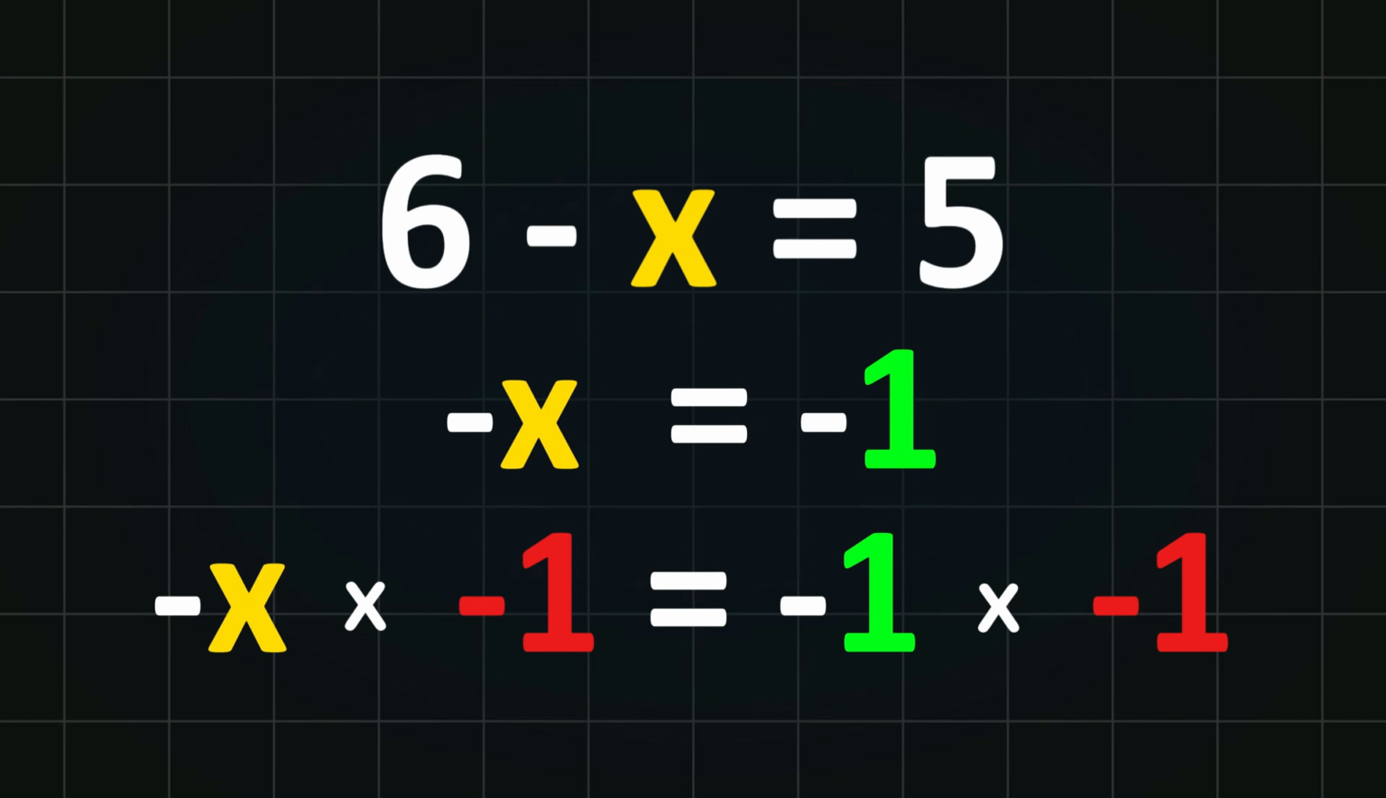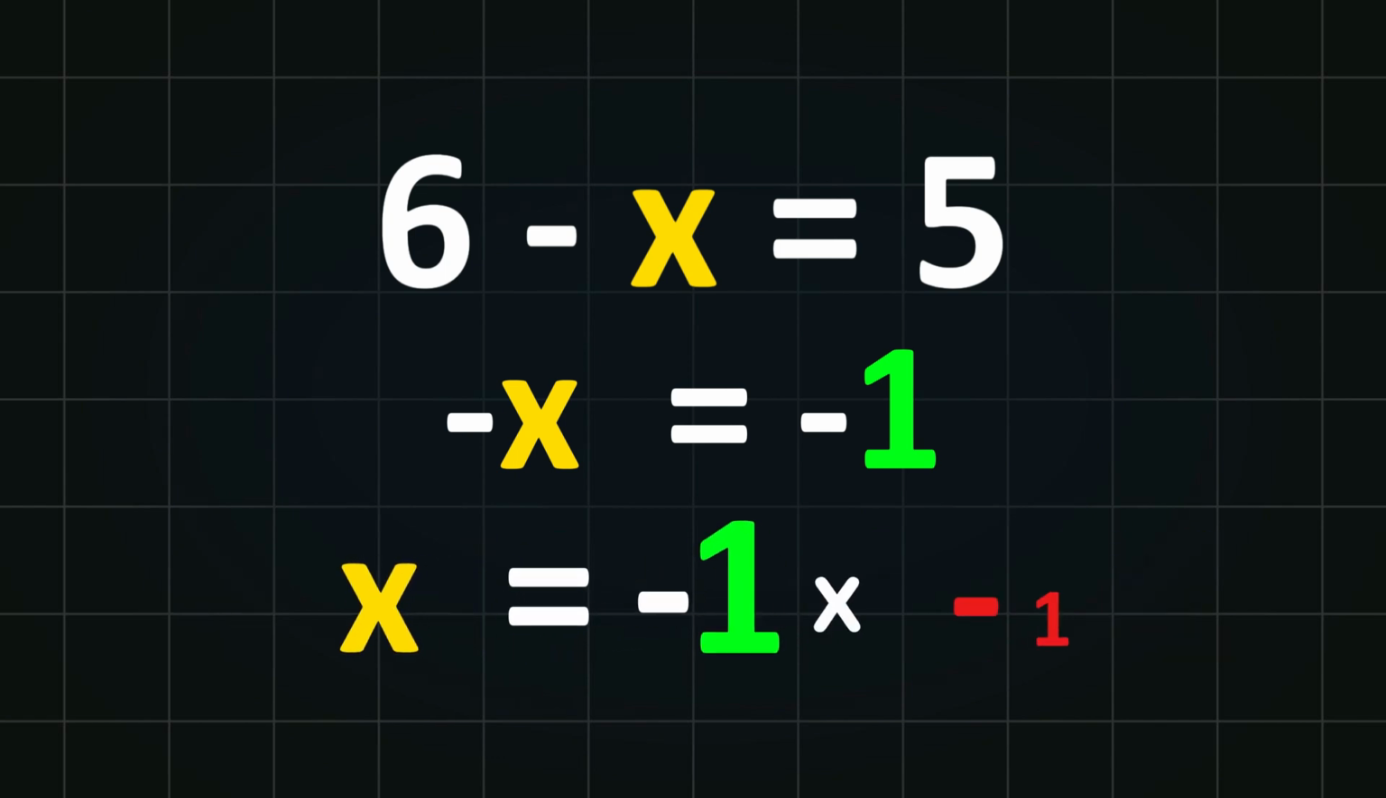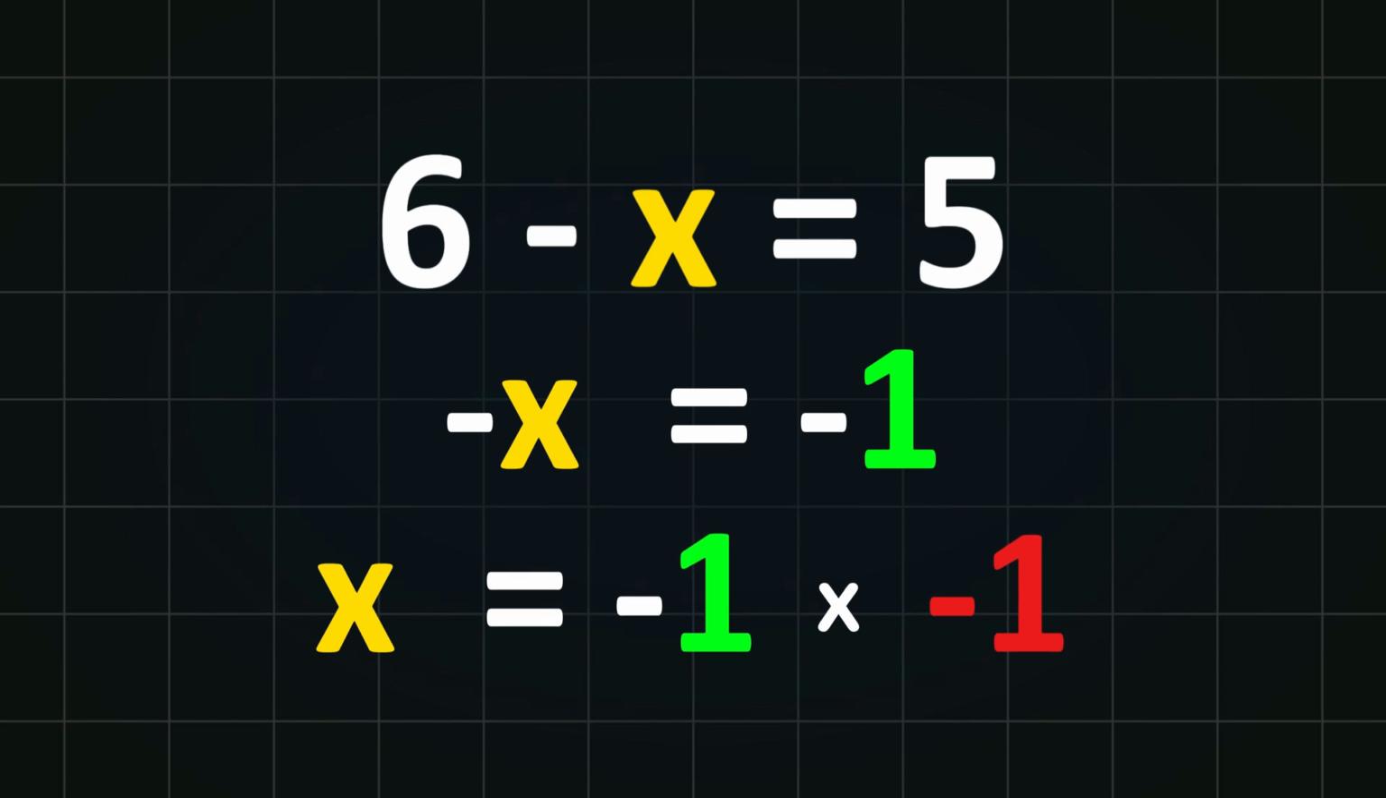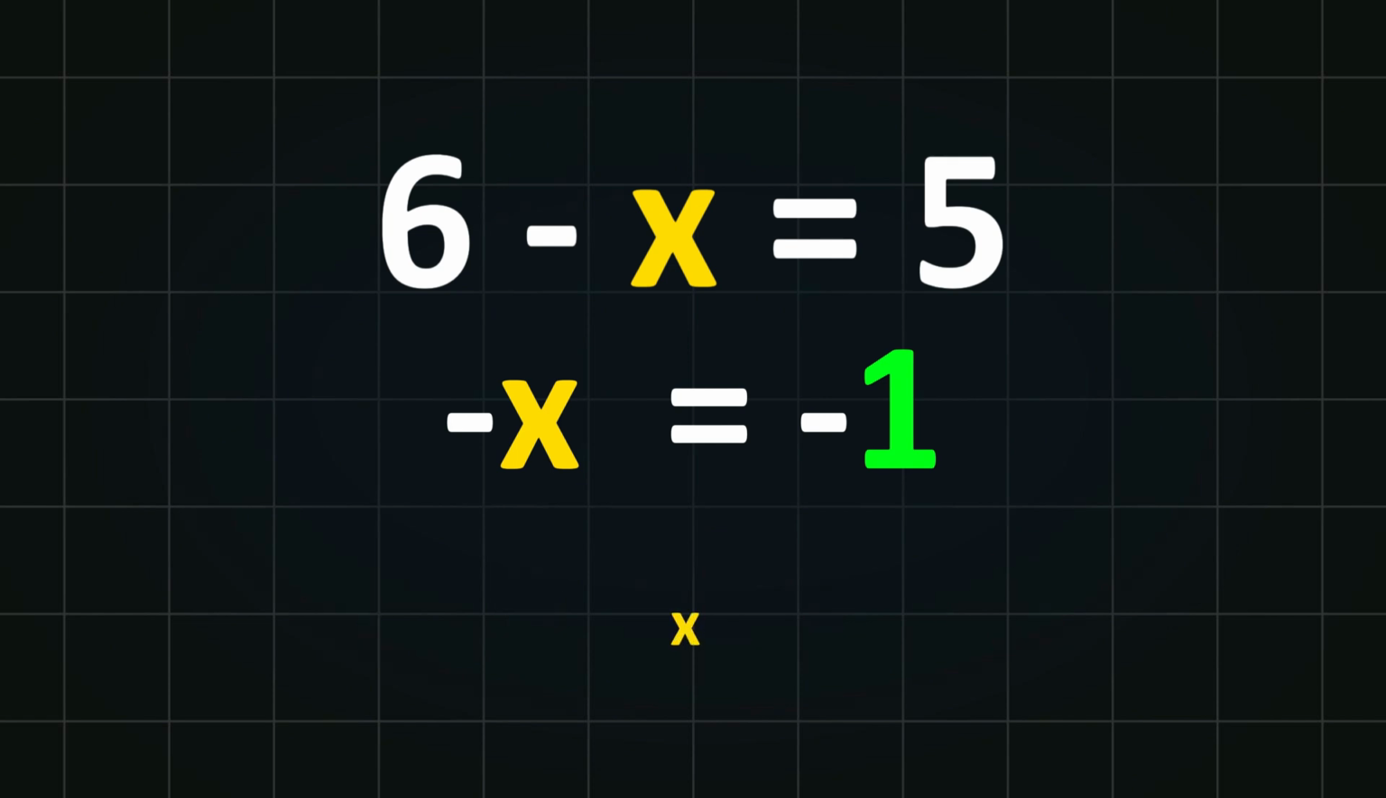So minus x times -1, we cancel those out, the minuses. So we're left with x equals -1 times -1. Well, that's really simple. We just have to remove the minus sign. So it's going to be x equals 1. You see, there are 2 ways to go about it. 2 very simple ways. Okay, guys.